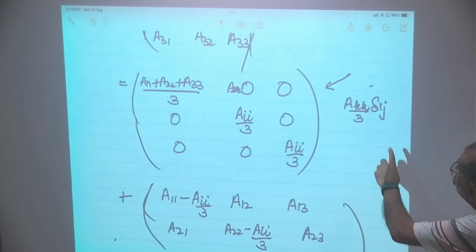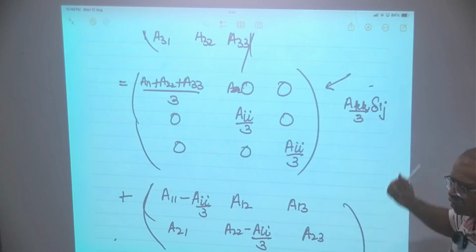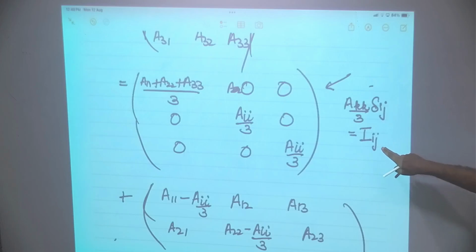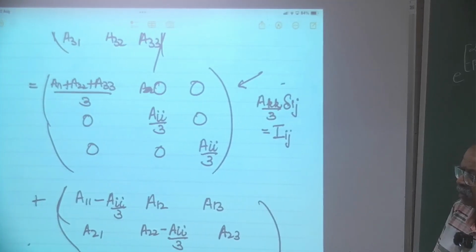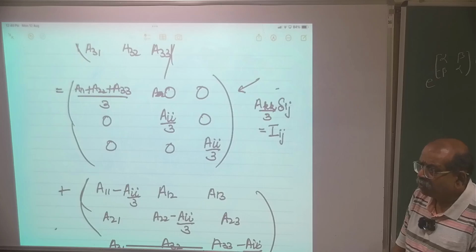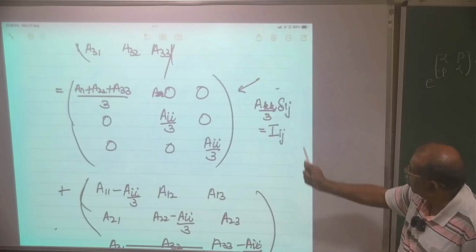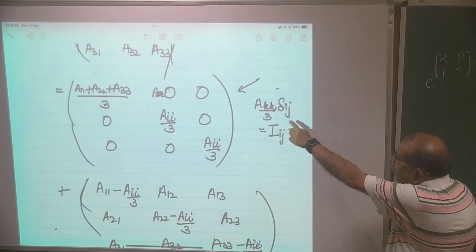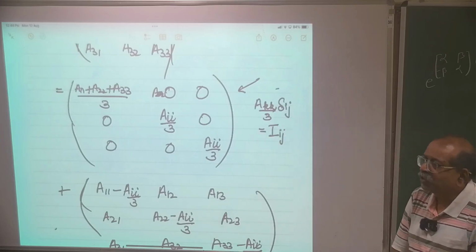See now, let's say this tensor is called Iij. I give it a name, it's a second order tensor, so there have to be 2 free indices. I call it Iij. Now what is I11? It will be AKK by 3 times delta 11, so it will be AKK by 3. What is I12? 0. I13, 0. So that's why I am writing it like this. So now what is your doubt?